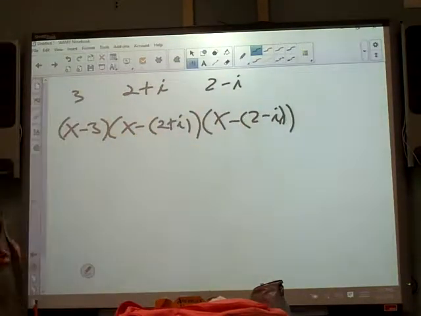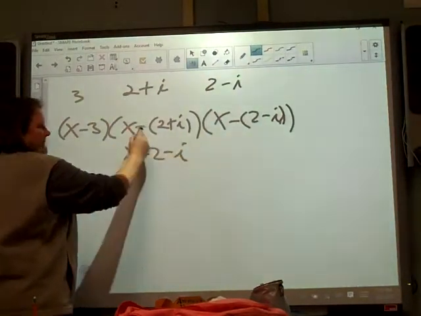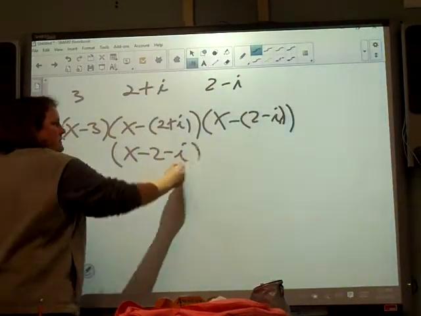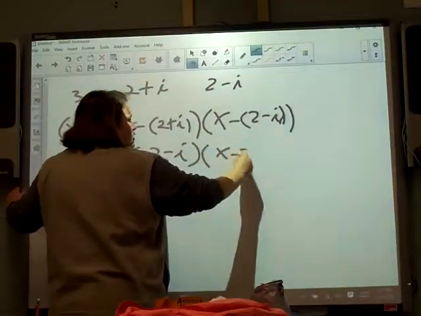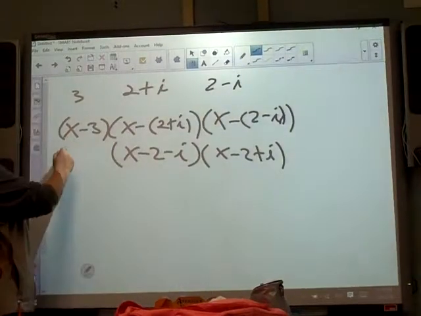So I have to simplify that a step more. x minus 2 minus i, if I'm subtracting both of those, right? x minus 2, and then minus a negative is a plus i. Bring down your x minus 3.